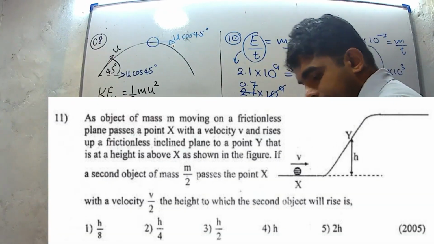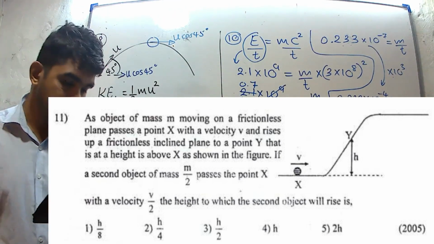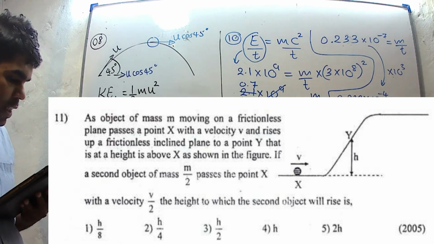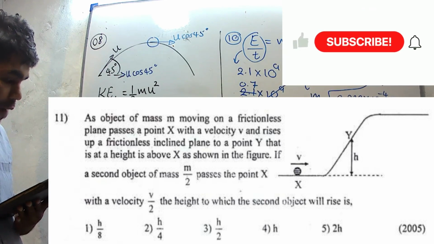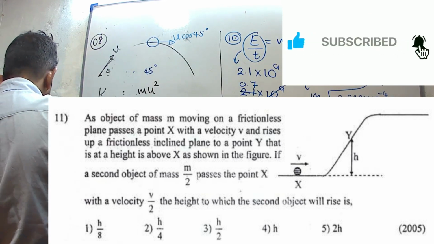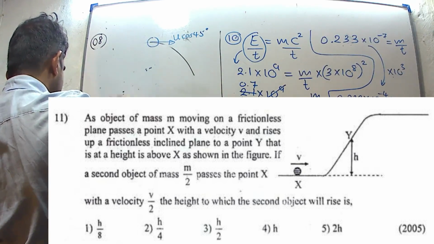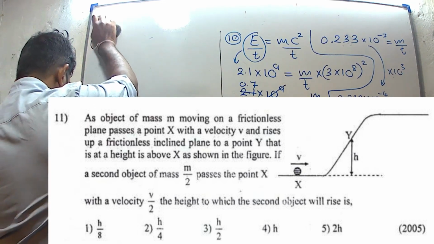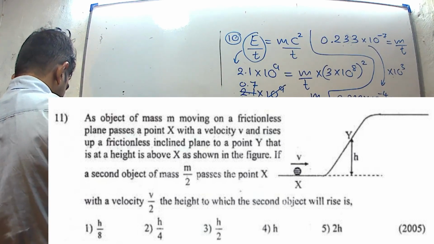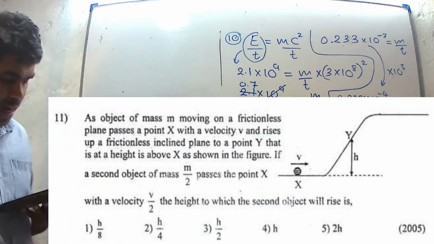Then question number 11. An object of mass m moving on a frictionless plane, passing point x with velocity v, rises up a frictionless inclined plane to a point y, at a height h above x as shown in the figure. If a second object of mass m over 2 passes point x with velocity v over 2, the height to which the second object will rise is.